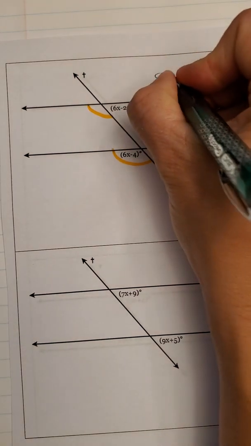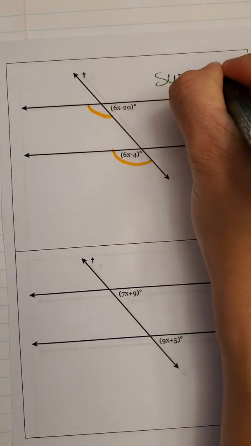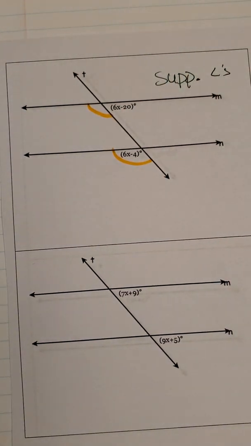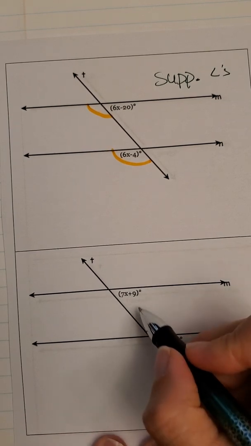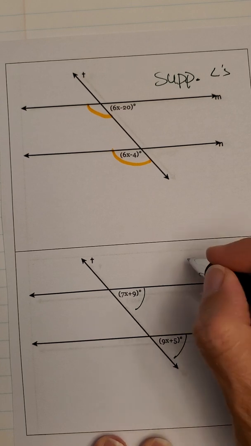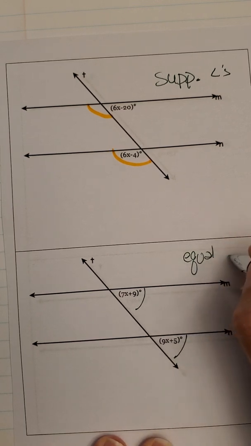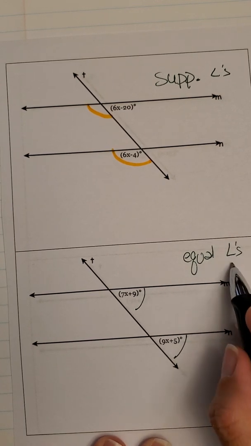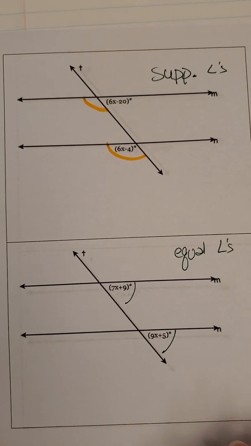So I'm going to write supplementary here. I'm going to abbreviate. I know that these are supplementary angles. Now look down at this picture. This is an acute angle, or smaller, and so is this one. So I know that these are equal angles. That's the symbol for angles. So in every picture, they're either going to be equal or supplementary. And depending on whether they're equal or supplementary is what kind of equation you make.